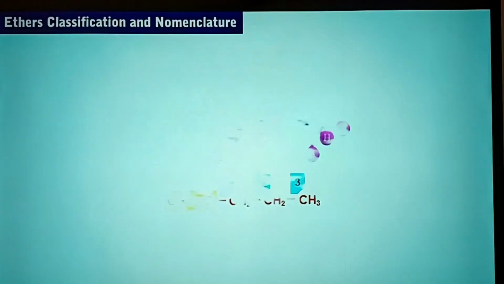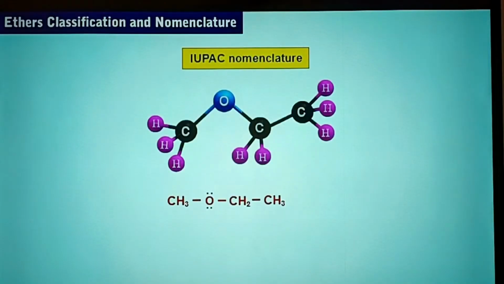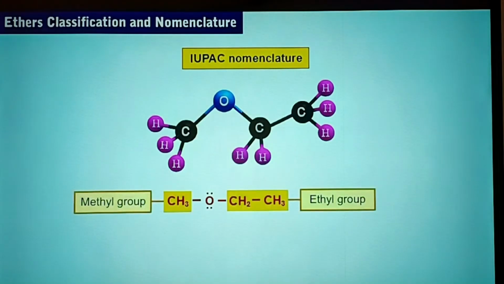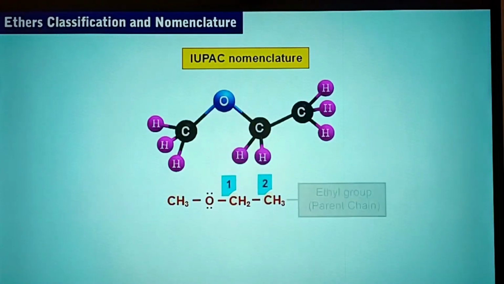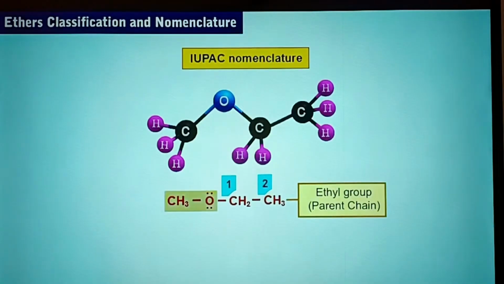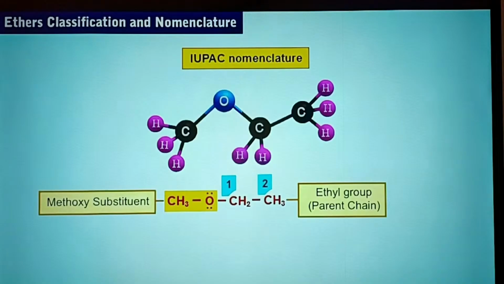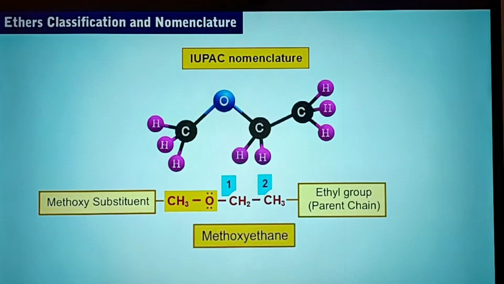Consider the molecule shown here. It has a methyl group and an ethyl group. The ethyl group contains more carbons. Therefore, the ethyl group is considered to be the parent chain with the methoxy substituent. In the IUPAC system, this ether is named methoxyethane.